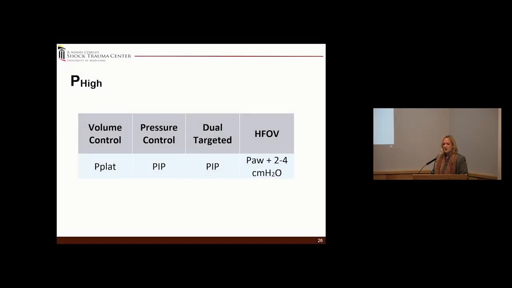So if you're transitioning from a conventional mode, if you're on pure volume control, you can use the P-plat, okay? If you're on pressure control, you would use your inspiratory pressure. If you're on a dual targeted mode, suffice to say there's no plateau phase, and usually you just see a peak pressure like on PRVC, auto flow, you're going to use the peak pressure as well. And then if you're transitioning from high frequency, you use the mean airway pressure plus 2 to 4 centimeters.